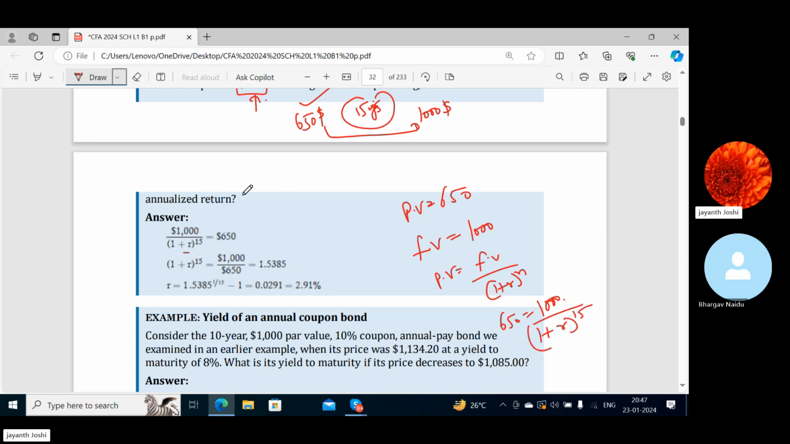But I think you can use the calculator. PV is equal to minus 650, you can put. N is equal to 15. I/Y is what you have to compute. And FV is going to be 1000. PMT is nil because it's a zero coupon bond. Try to find out and tell me what is the I/Y, the return. 2.91, are you getting it or not? Come on, do the calculation.